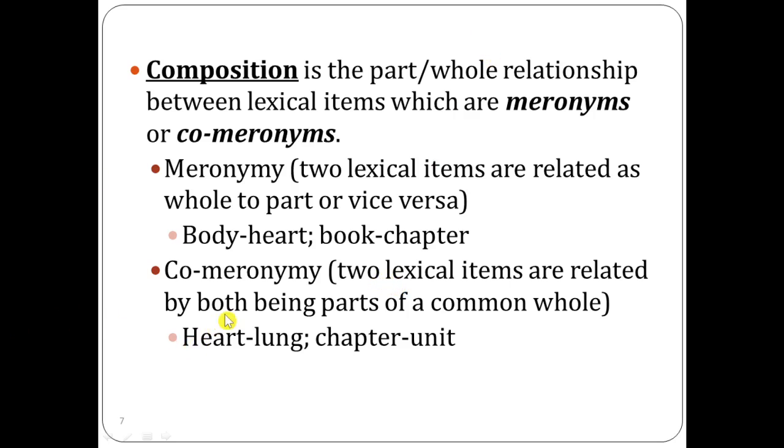Next is co-meronymy. Co-meronymy is when two lexical items are related by both being part of a common whole, like heart and lung, right? Chapter and unit. So heart and lung, both of them can be co-meronyms of the body, and chapter and unit can be co-meronyms of a book.